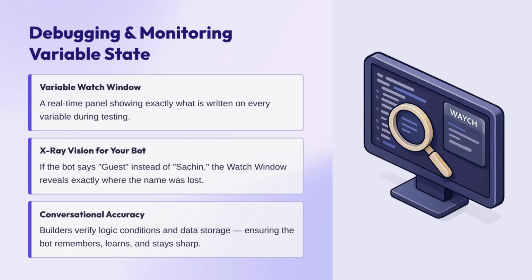We've looked at the digital sticky note, the privacy fence, the head start, the digital filing cabinet, the permanent record, and finally the X-ray vision. We've mastered managing variables and contextual persistence. You now know how to give your AI a brain that remembers, learns, and stays sharp. Well, that brings us right into our next chapter.